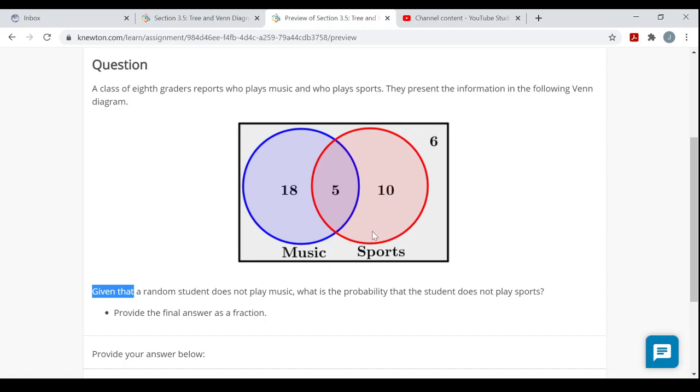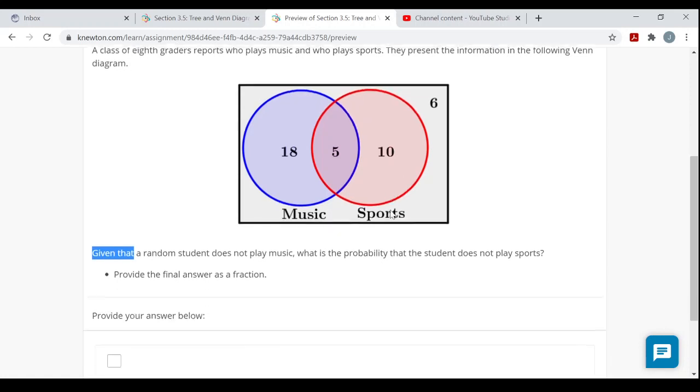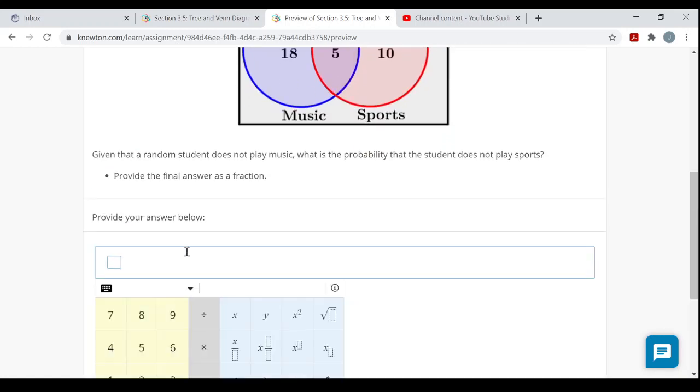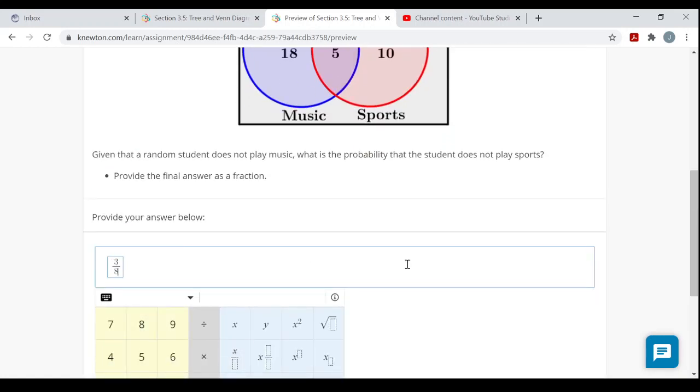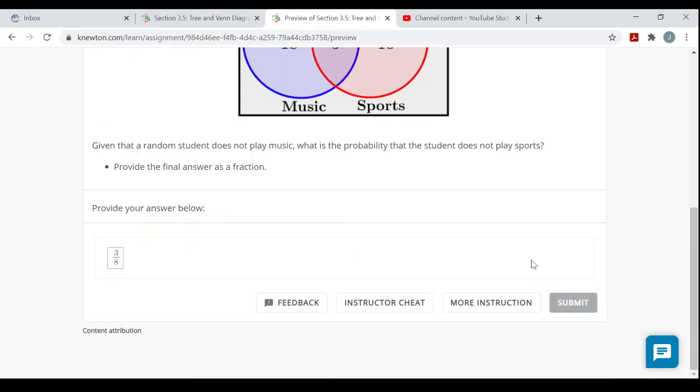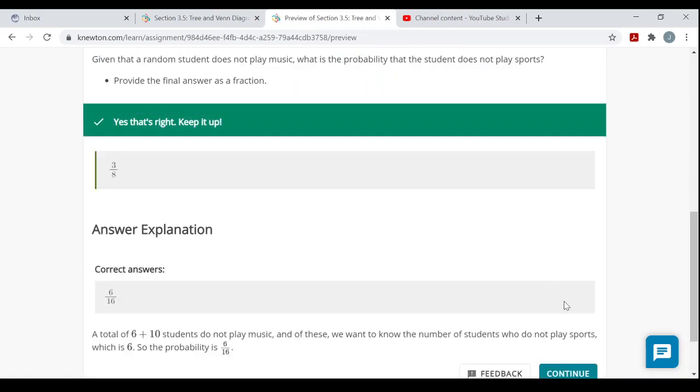Of those 16, how many do not play sports? What's the probability that they do not play sports? So of these 16, the ones who do not play sports, 6 of them. So 6 out of the 16, which would reduce to 3/8. 3 out of 8. Again, you've seen me do one like that on paper already, so I'm not going to write that one down.